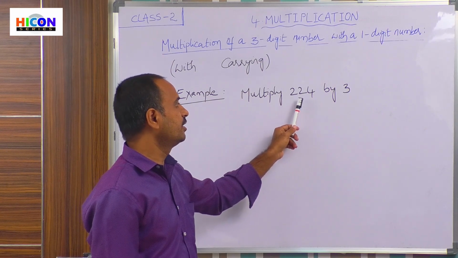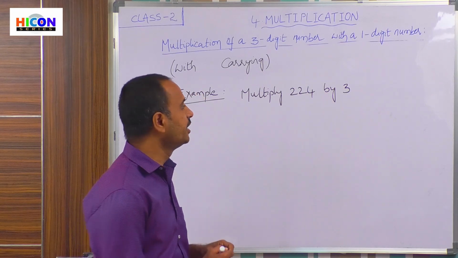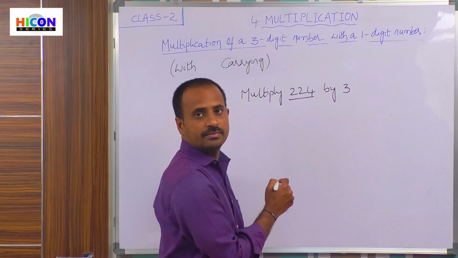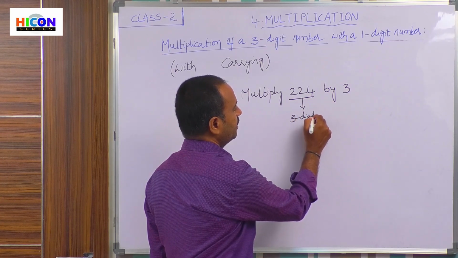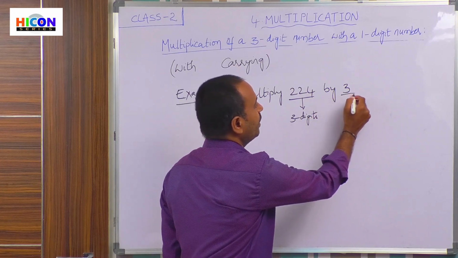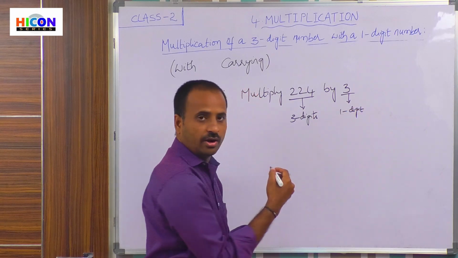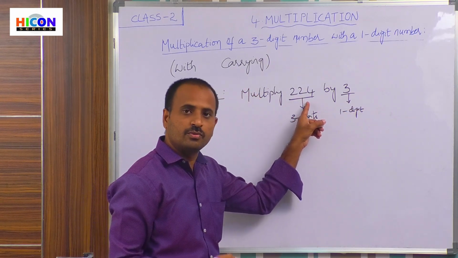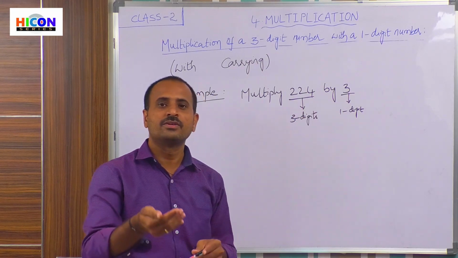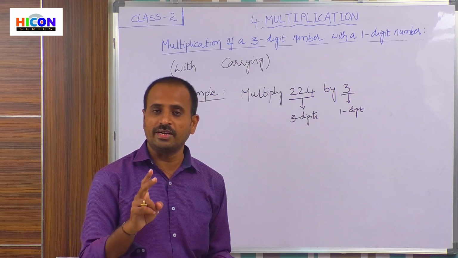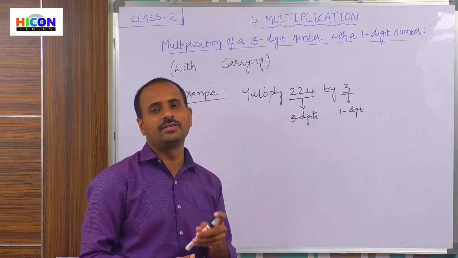Multiply 224 by 3. Children, here 224 is a 3-digit number and 3 is a 1-digit number. Now we have to multiply this 224 with 3. So we have to write these two numbers one below the other. First write the 3-digit number and next write the 1-digit number below the 3-digit number.